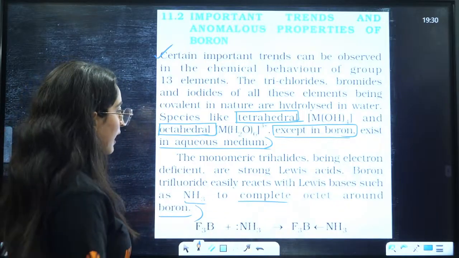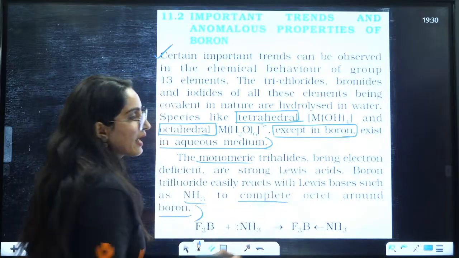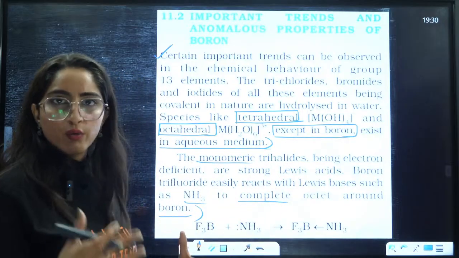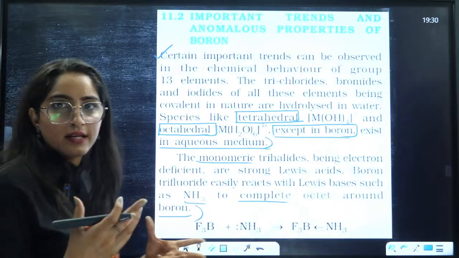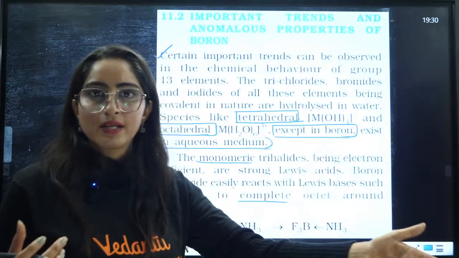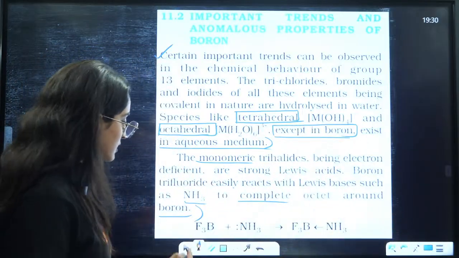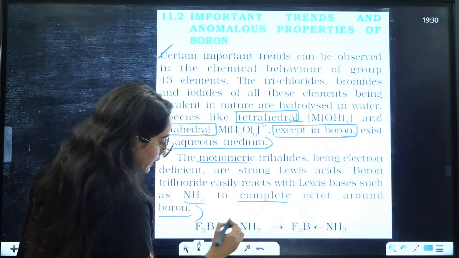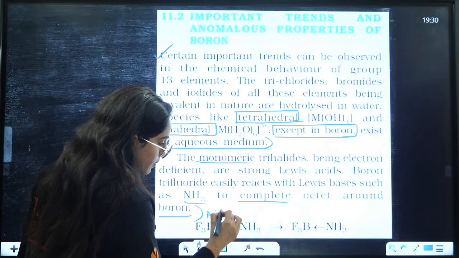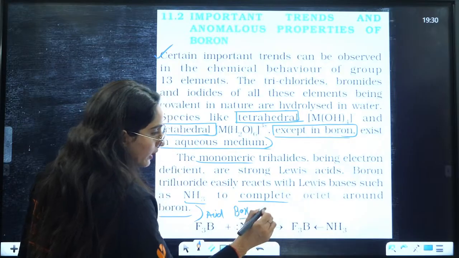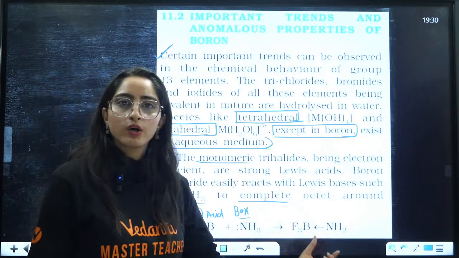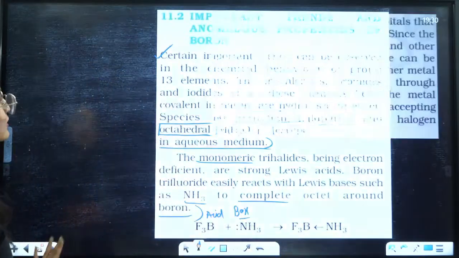Now they are saying that the monomeric trihalides of boron are very much Lewis acids in nature. They easily react with a base and complete their octet. As you can see here, it is BF3, it is NH3, an acid and a base. They will react together and form a coordinate bond between them.